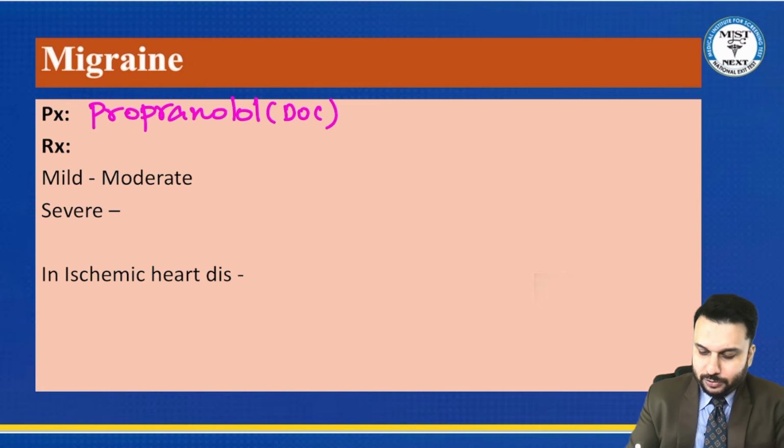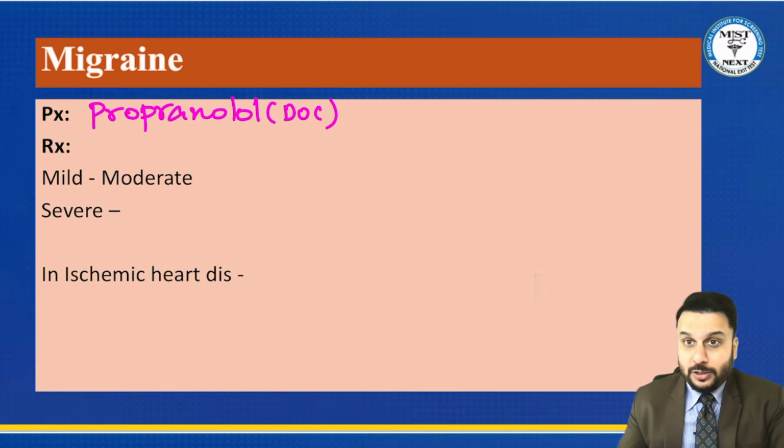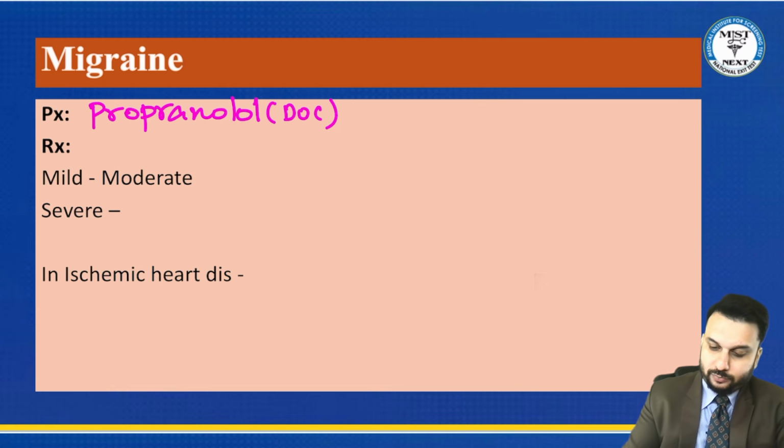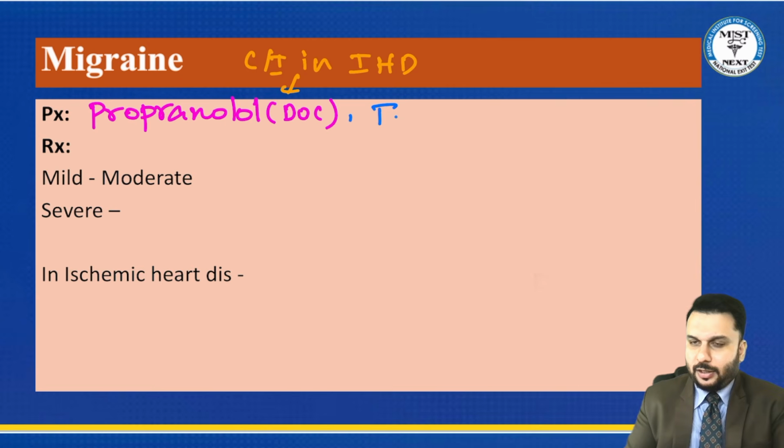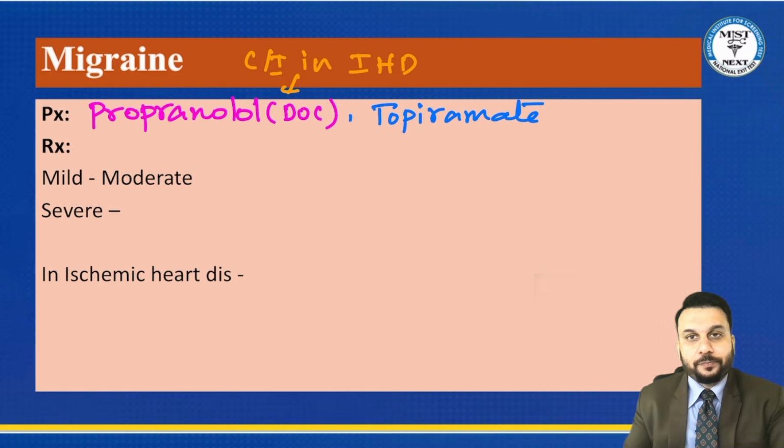That is the drug of choice. But you must know that beta blockers are contraindicated in ischemic heart disease. So in that situation, I may go for other drugs. There are many others, but most likely it may be a drug like topiramate. So for prevention also, you must remember two drugs, not just the drug of choice like propranolol. Propranolol, of course, is used, but if you have a history of IHD, then I might go for a drug like topiramate.